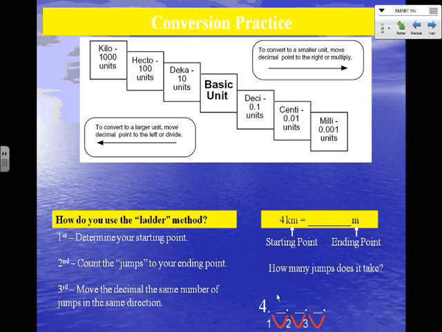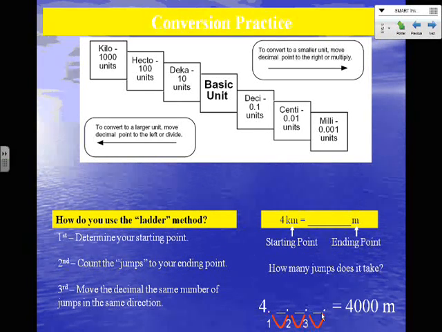So now we have our new decimal over here, and our old decimal we can cross out. Now, when you have empty spaces here, you put zeros in those empty spaces. They help you fill in the answer. So your answer is 4,000 meters.